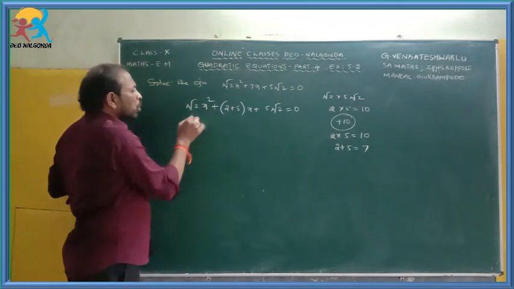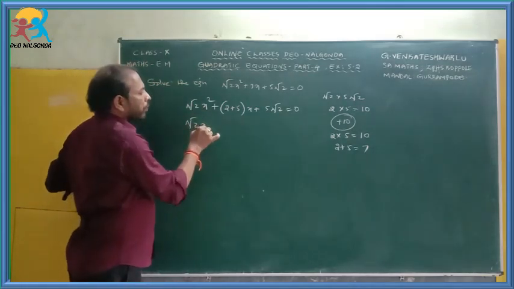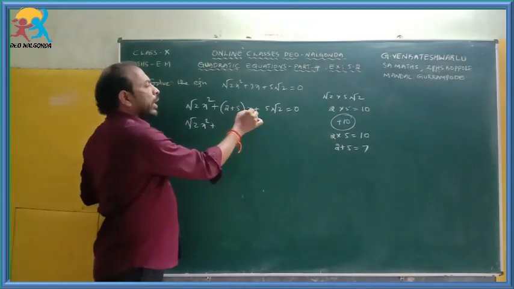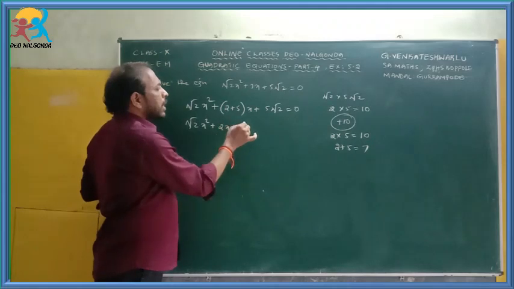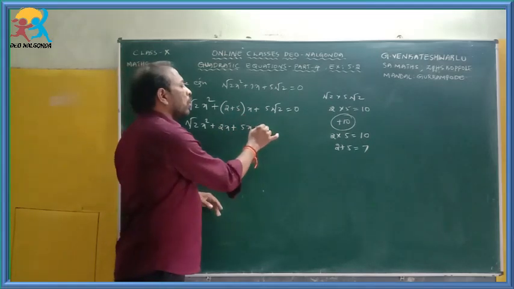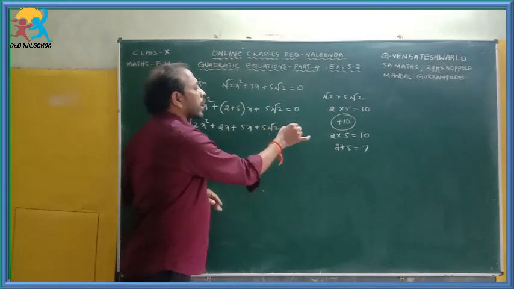Here root 2 times x square plus, according to the right distributive property, 2 into x is 2x, plus 5 into x is 5x, plus 5 root 2 is equal to 0.